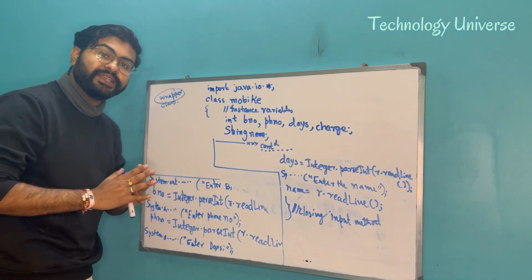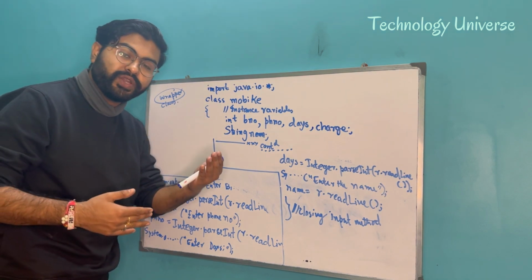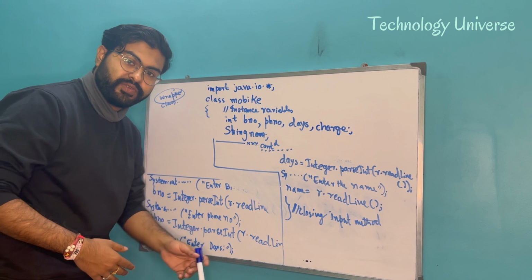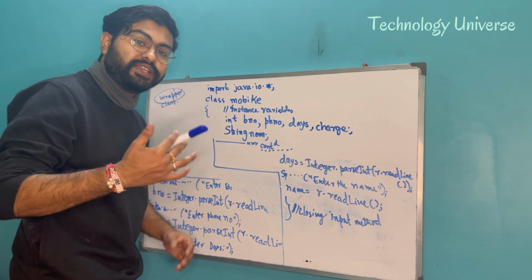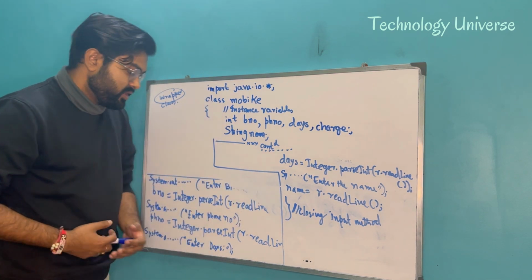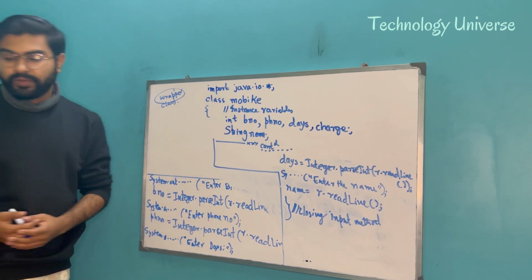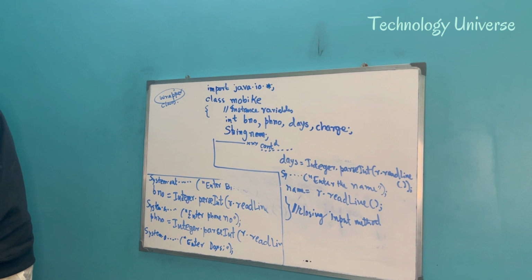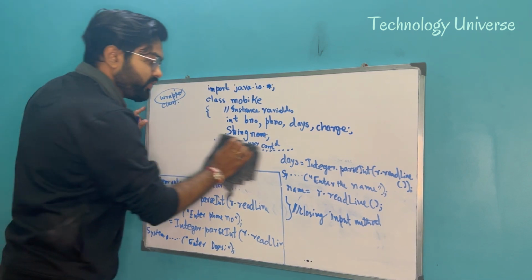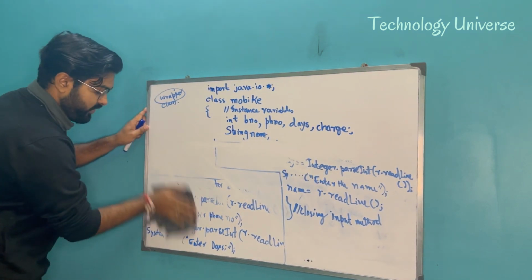Why we didn't take the charge variable? Because the charge we are going to calculate in the next method, right? In the next method, that is the compute method that we will be writing next. So take a screenshot or write the code and we would move over to the next method, the void compute method. Now the void compute method is going to compute the rental charge, that is the charge variable, right?